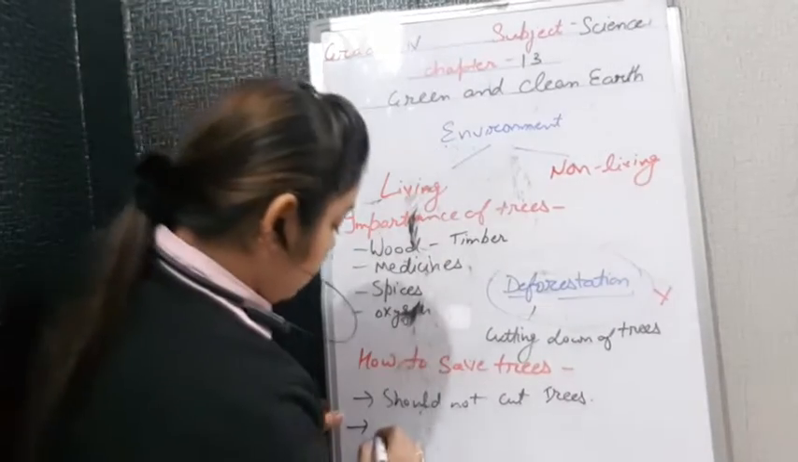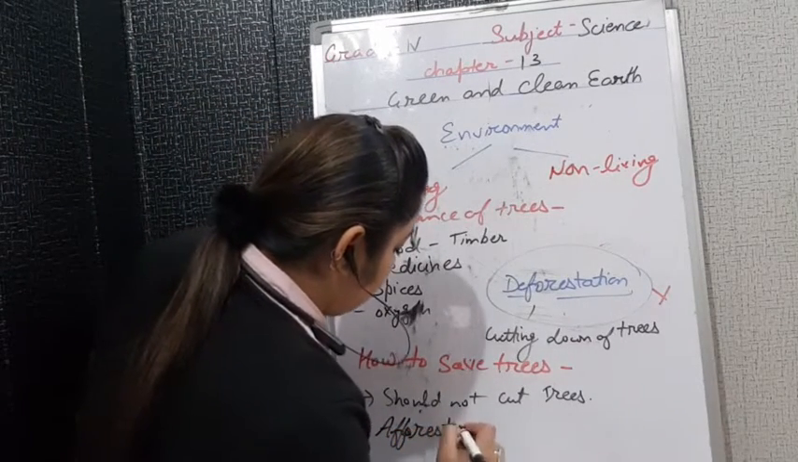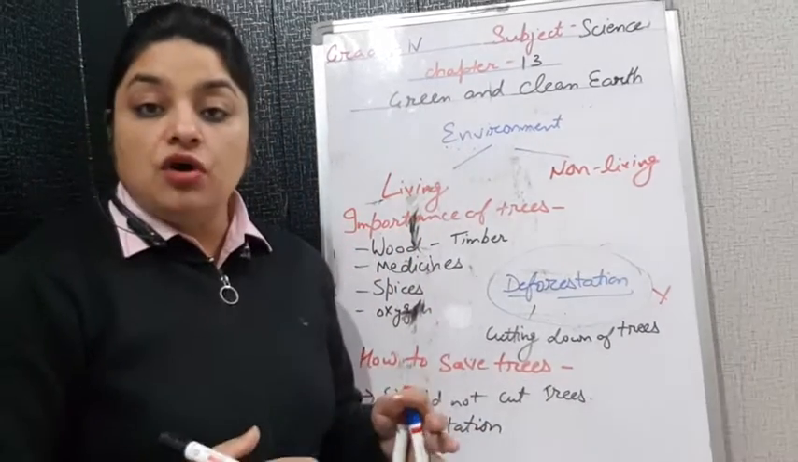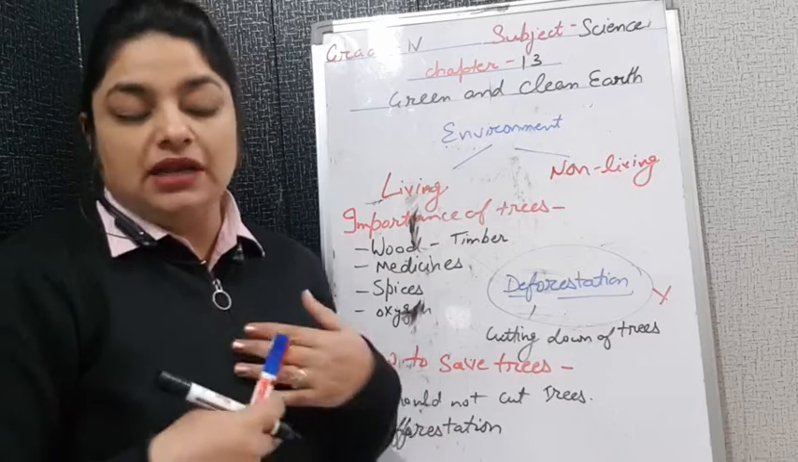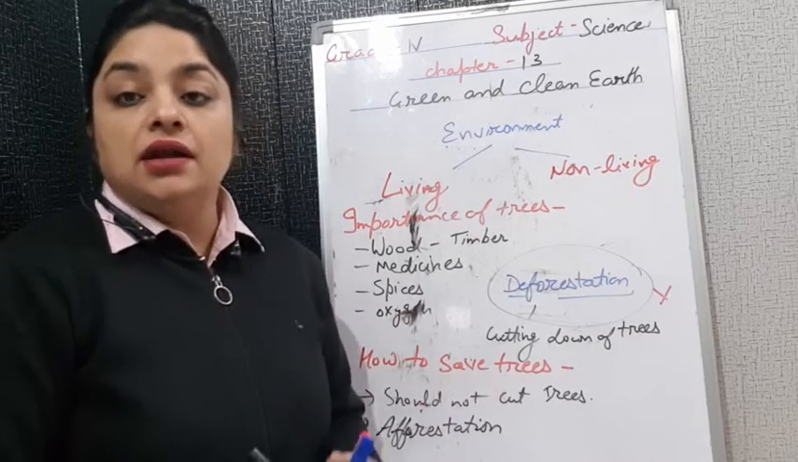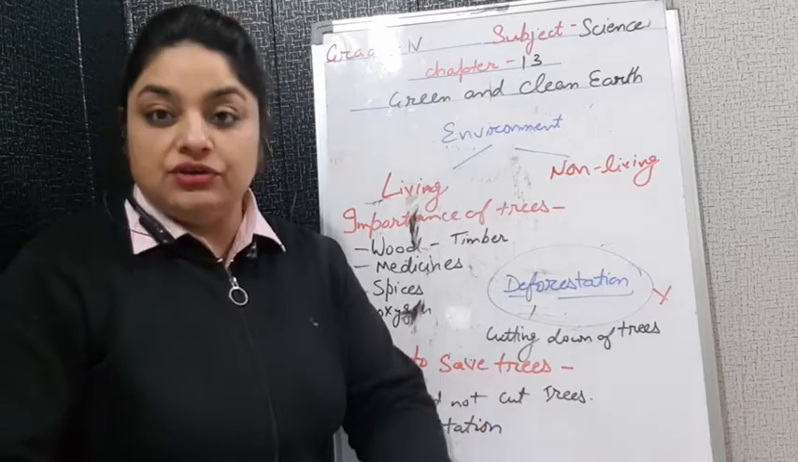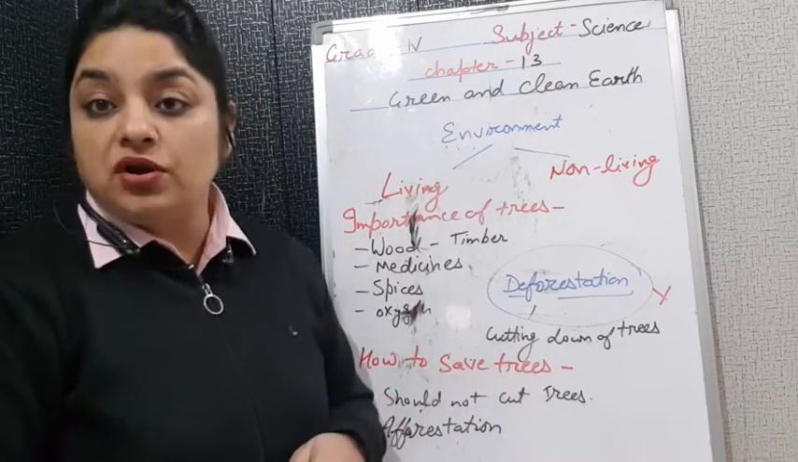Okay, so if we should not cut, what else can we do? There is one term that is known as afforestation. Now what is afforestation? Afforestation is the process of planting more and more trees. And we should even make aware our society, even our next generation, everyone, about how important trees are to us.